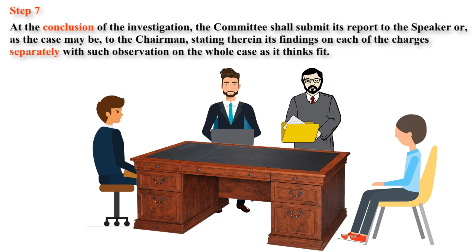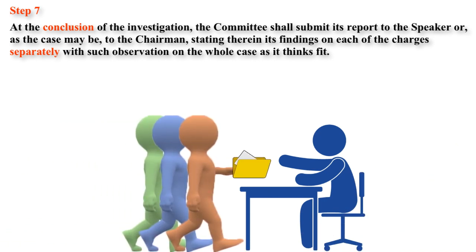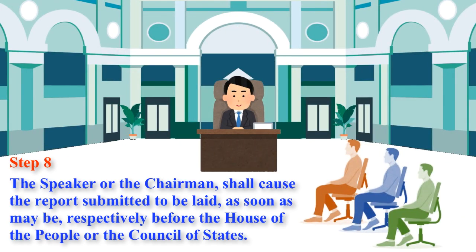Step 7. At the conclusion of the investigation, the committee shall submit its report to the Speaker or, as the case may be, to the Chairman, stating therein its findings on each of the charges separately with such observation on the whole case as it thinks fit. In this stage, the 3-member committee submits the report to the Speaker or Chairman as the case may be. Step 8. The Speaker or the Chairman shall cause the report submitted to be laid, as soon as may be, respectively before the House of the People or the Council of States.